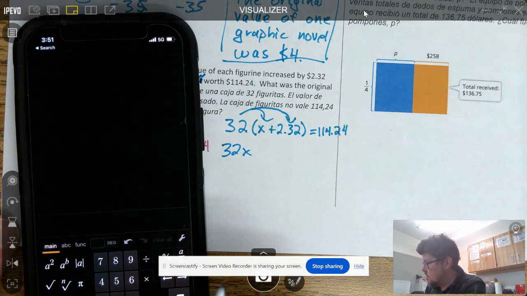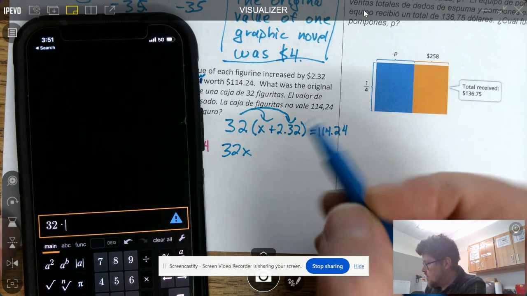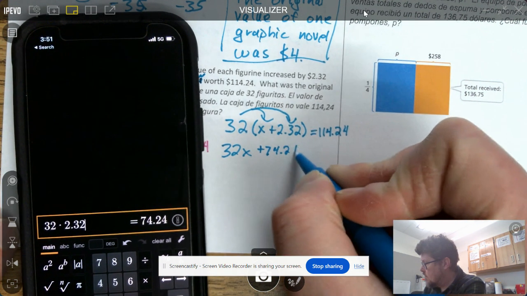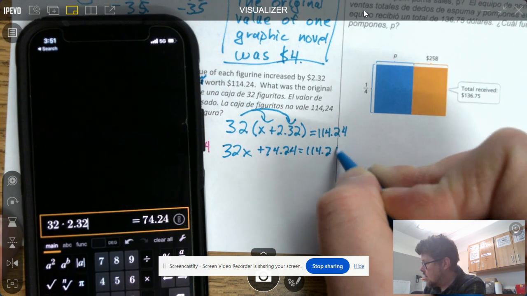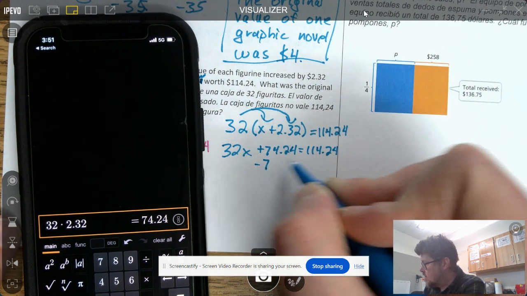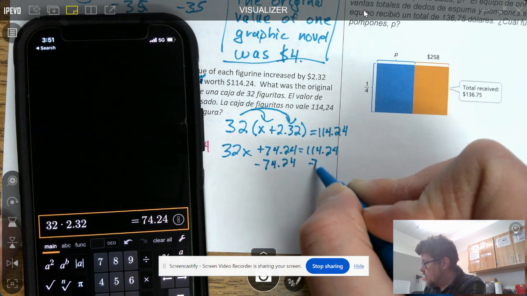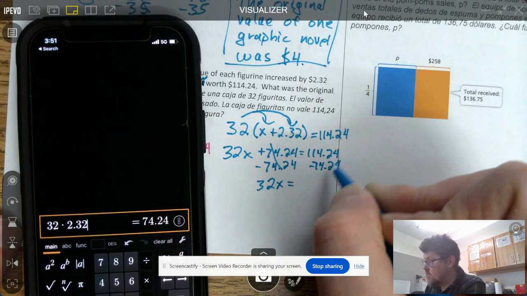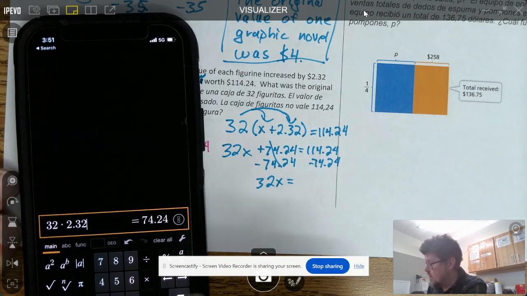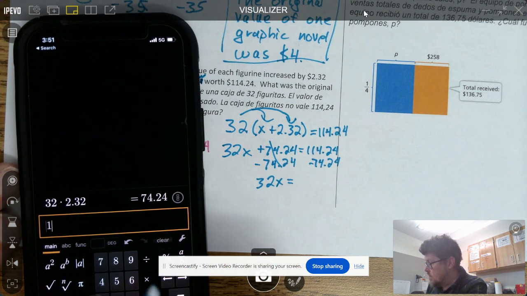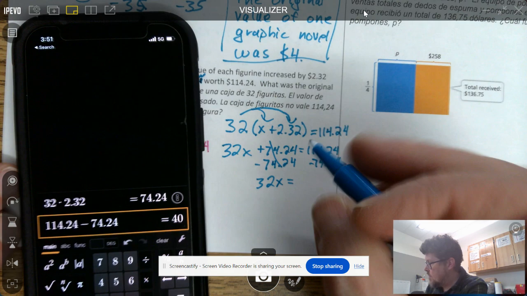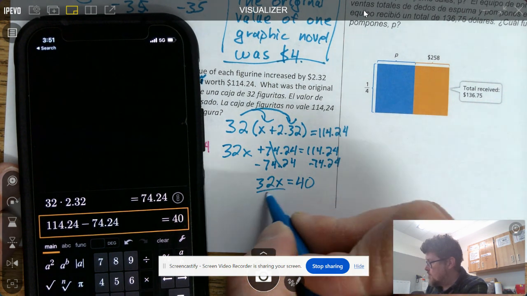Now I take that 32 and I multiply it by 2.32. I end up with 74.24. Okay. And I take that 74.24. It's being added, so I want to subtract it to get rid of it to the other side. Cancels out there. Now I'm left with 32x equals 114.24 minus 74.24. You can do that in your head. Cool. Otherwise, use a calculator. 114.24 minus 74.24 gives you 40. Okay. Then we divide by 32.